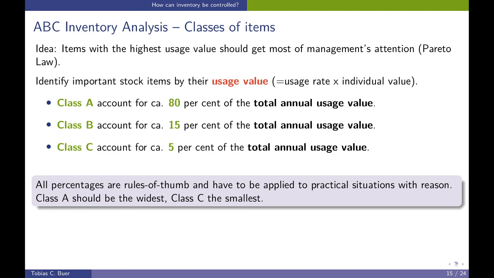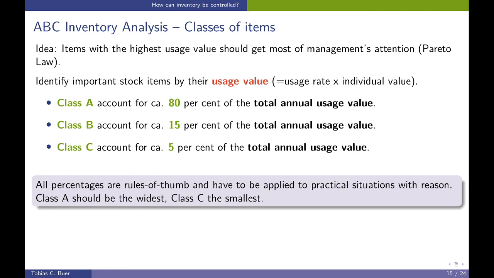And then we have three classes of items. We do a classification of the items. Class A holds all those items that account for approximately 80% of the total annual usage value. Class B accounts for 15% and Class C accounts for only 5% of the annual usage value. Of course, if we add 80 plus 15 plus 5, this gives us 100%. It should always add up to 100%.